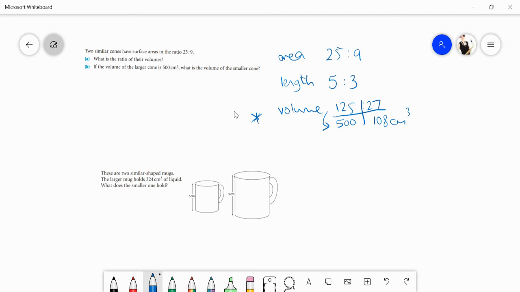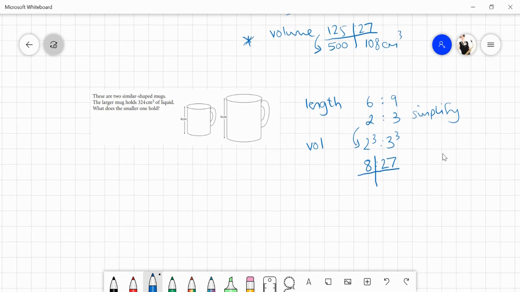Okay, in the mugs, I have heights of 6 and 9. So I'm given length values or a length ratio of 6 to 9. Don't really like 6 to 9. I'm going to simplify it to 2 to 3. 2 to 3 is easier to work with. I'm then interested in the volume, so I can go straight to the volume from here. So I'm going to cube the length parts. So my volume ratio, the relationship between the volume in the two different shapes, is going to be in the ratio 8 to 27.